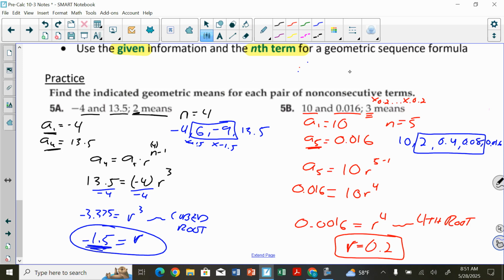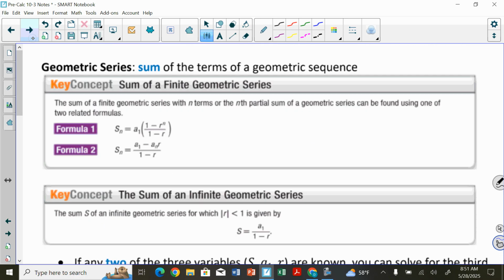Let's get into the next part, which is geometric series. And you can always go back and rewatch. I'm just going to tell you that because sometimes we just zip through these things and then we forget. And I'm going fast because there's a lot to cover.